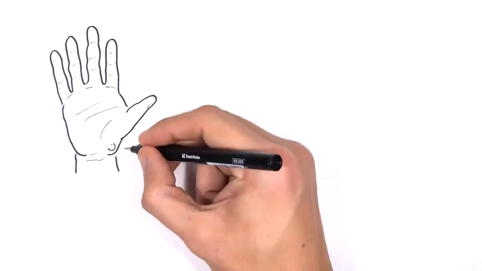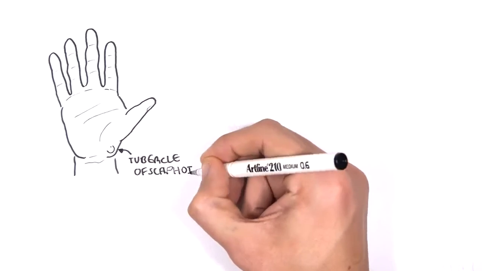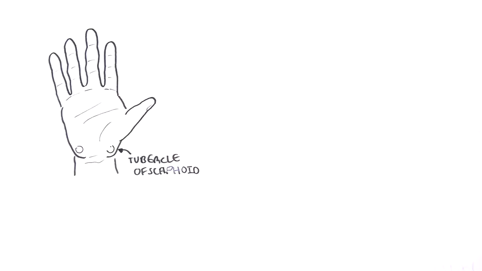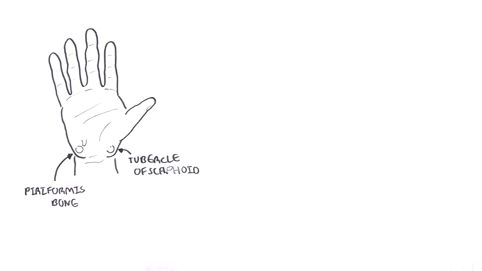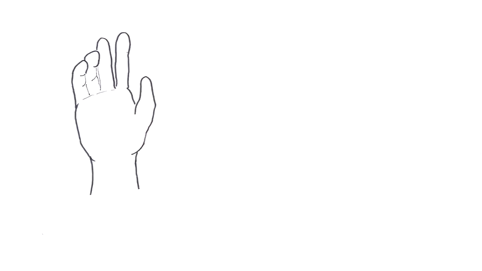So the palms of your hands, and actually the surface anatomy here, you can feel your scaphoid bone, the tubercle of your scaphoid bone, and there's also the pisiform bone you can feel, as well as above it the hook of hamate somewhere. Let's look at the right hand again and introduce some of the bones now.